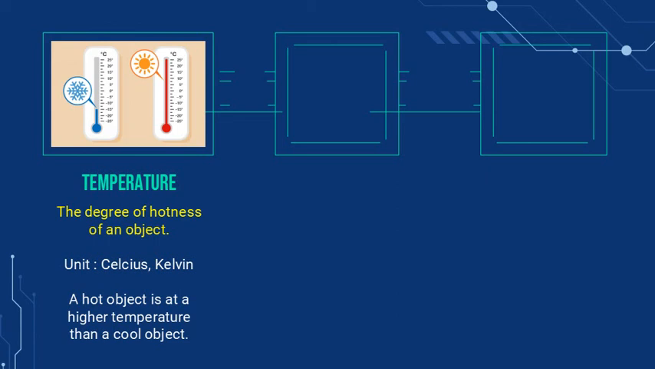There are three important terms that I want to highlight here. First, temperature. Temperature means the degree of hotness of an object, and the units that we can use for temperature are Celsius and Kelvin. As you can see in the picture, there are two thermometers. The thermometer at the right side measures a hot object, meanwhile the thermometer at the left side measures a cool object. The higher reading of the thermometer means the higher temperature of the object. Therefore, we can say a hot object is at a higher temperature than a cool object.